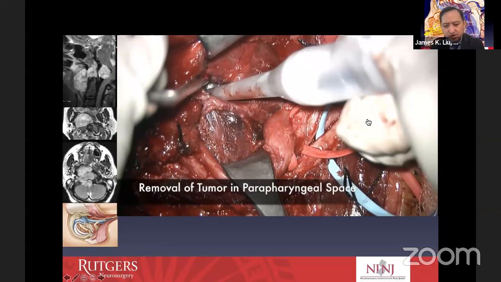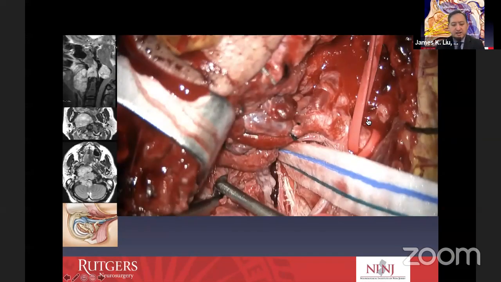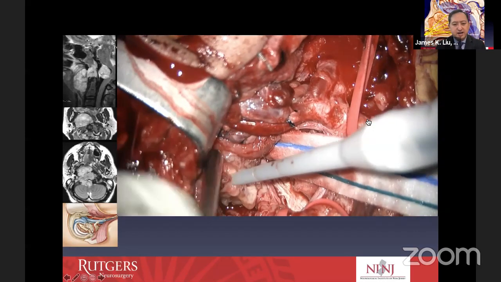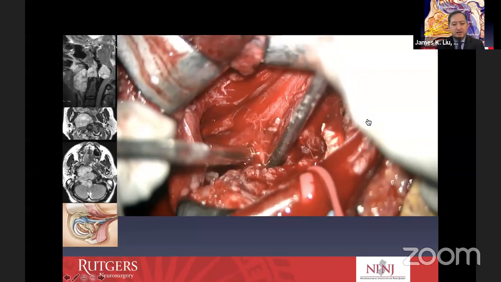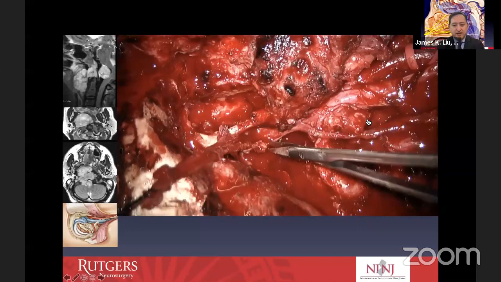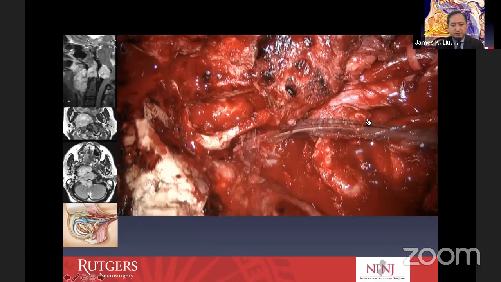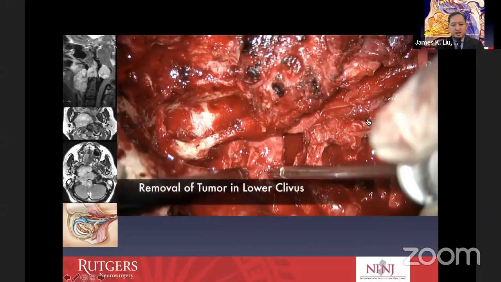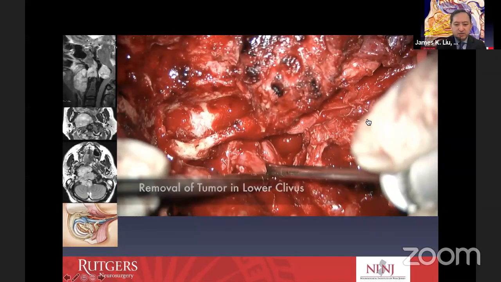We'll retract the carotid artery laterally and then debulk the tumor with an ultrasonic aspirator and also a side cutting aspirator to get the tumor that's in the neck. We can then follow the jugular vein up to the jugular foramen and resect the remainder of the jugular vein. And now we'll remove that tumor that's in the lower clivus.